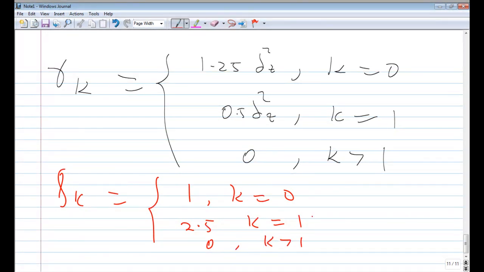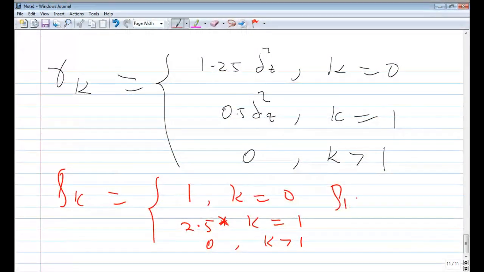Are you getting the same answer, guys? Is it necessary to recalculate? Sir, how did they get the 2.5? Because I'm getting 0.4.